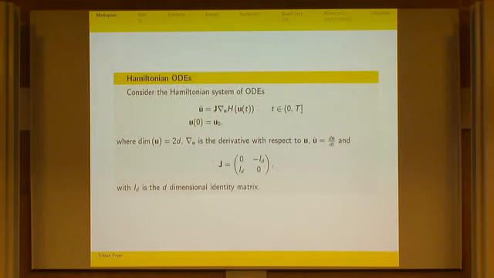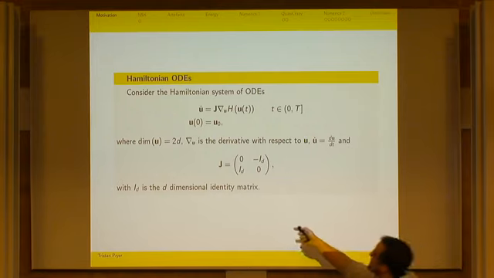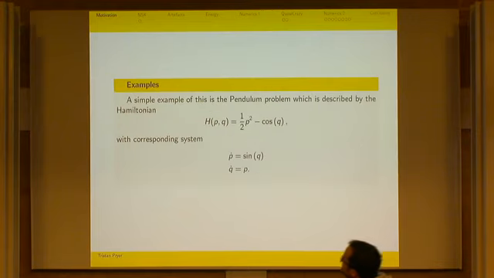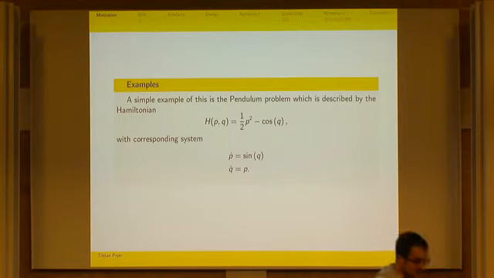So I want to start with ODEs. Nice and simple. So I'm going to look at this class of ODEs here. So this is a Hamiltonian system of ODEs. So H here is the Hamiltonian, U is my solution, it's a 2D system of ODEs, and J here is some skew-symmetric matrix. Okay, and the simplest example of this that I could think of that was non-trivial is the pendulum problem.